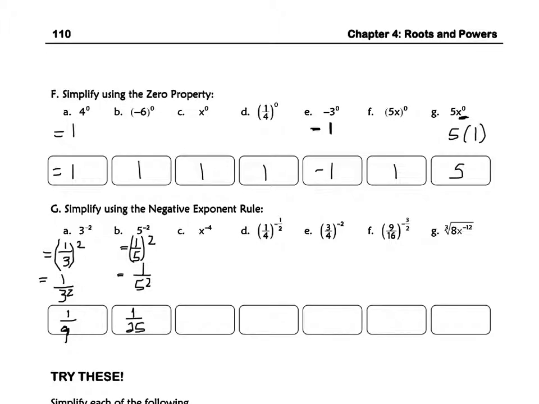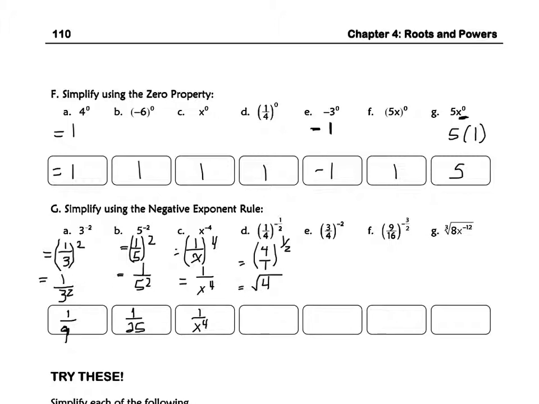X to the negative 4, not a whole lot you can do with that. That would be 1 over x to the 4, which is 1 over x to the 4. You just can't do anything more than that. So negative in the exponent again for D would mean flip the base, which is 4 over 1, or just 4, to the positive 1/2. And 4 over 1 is 4, and positive 1/2 means square root.